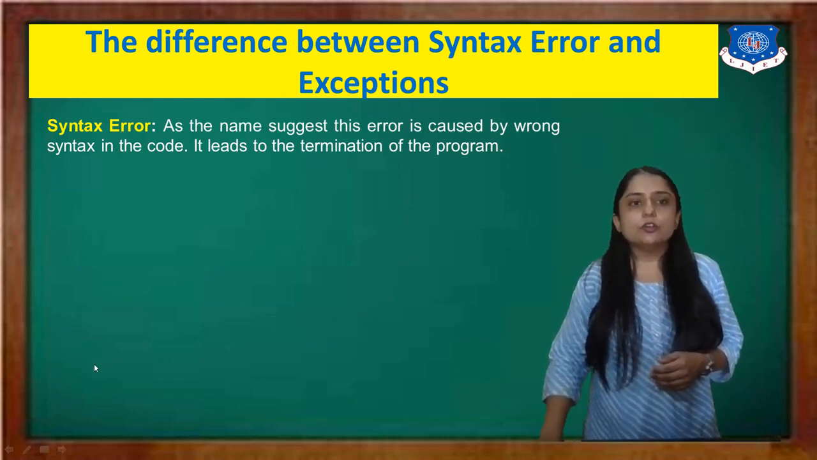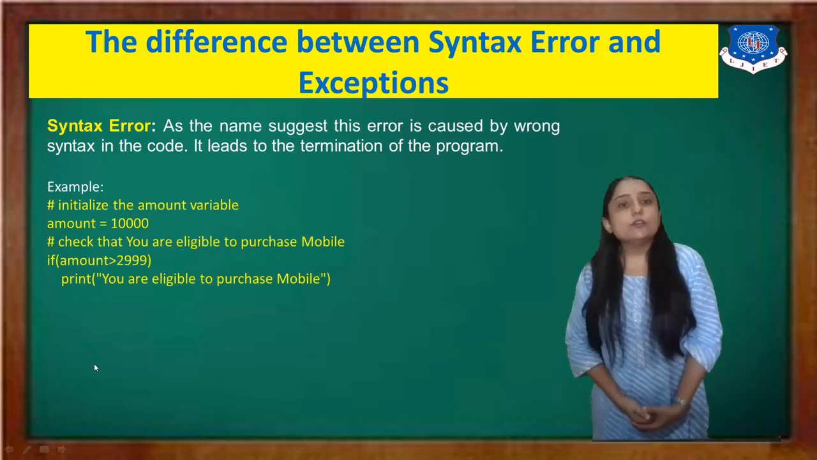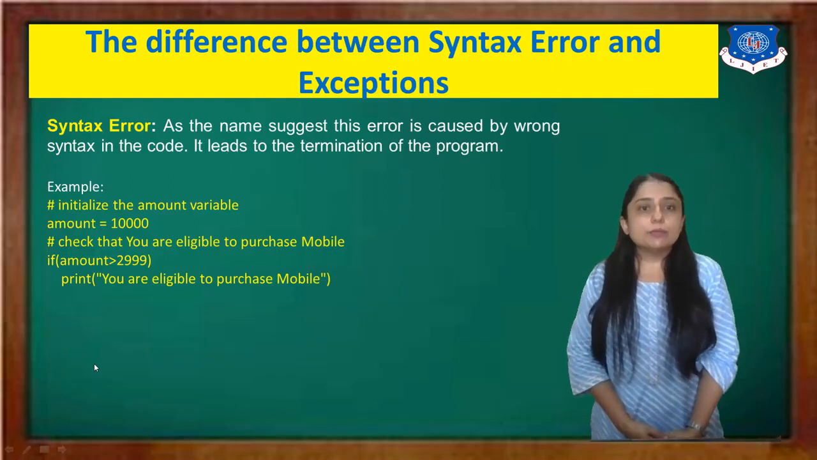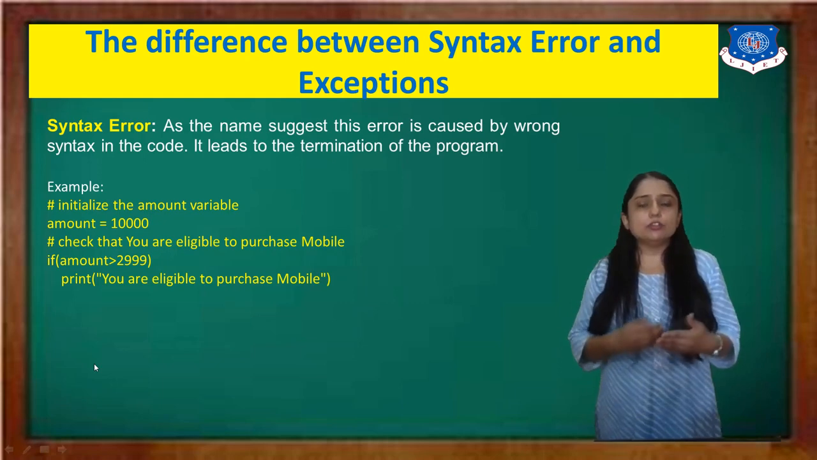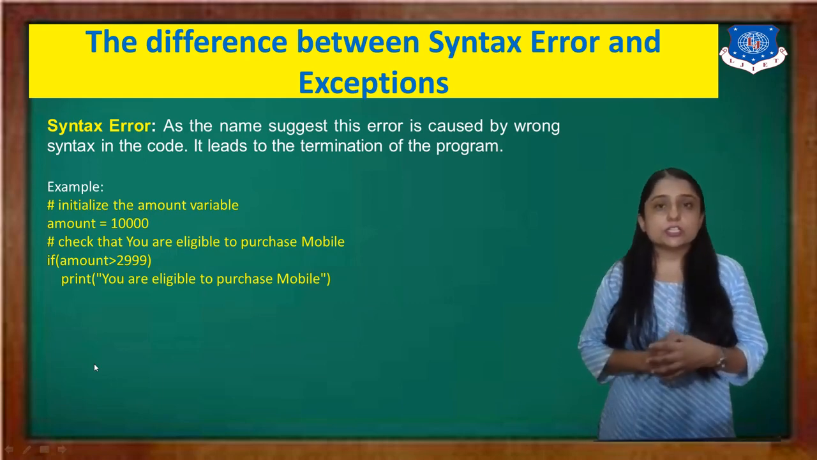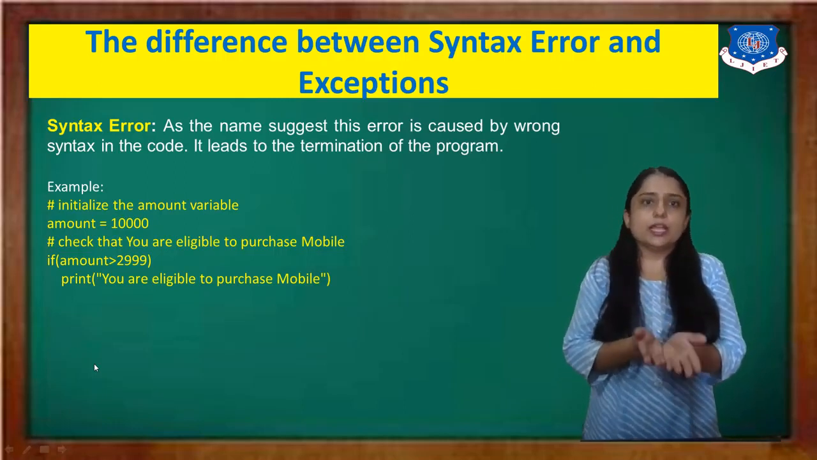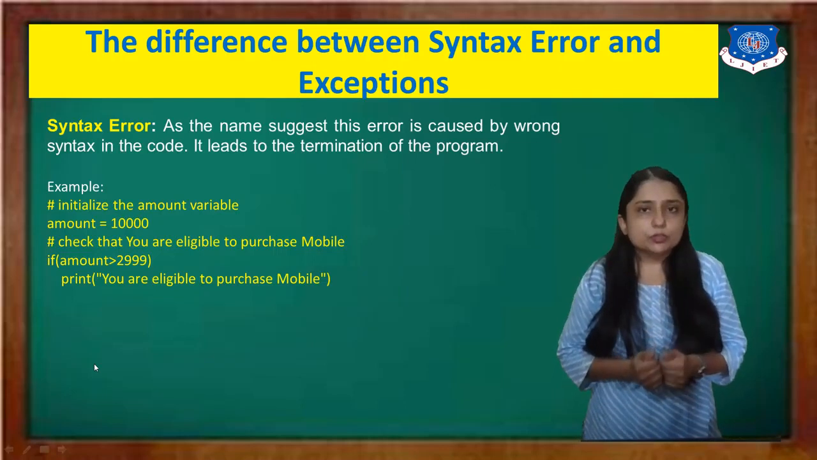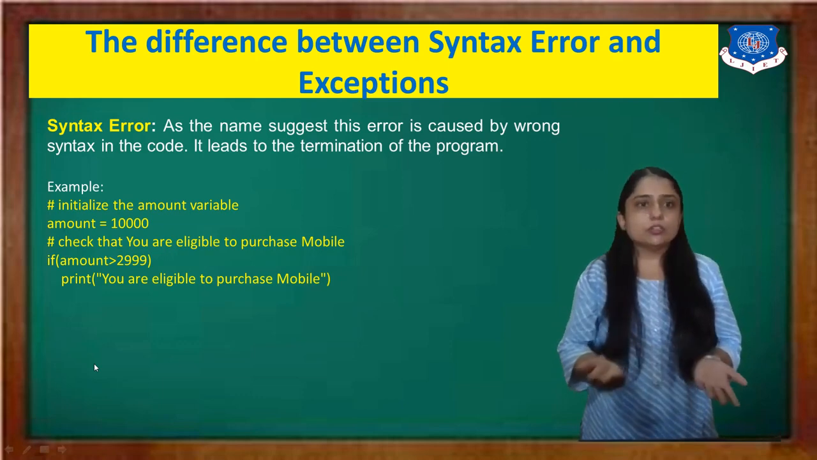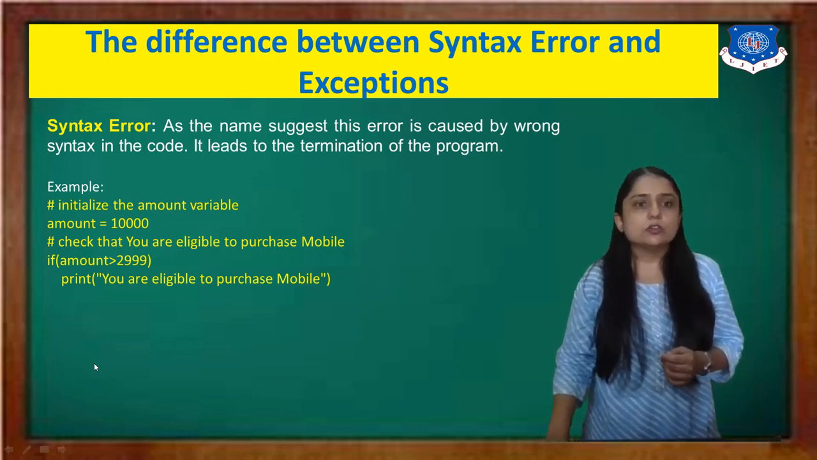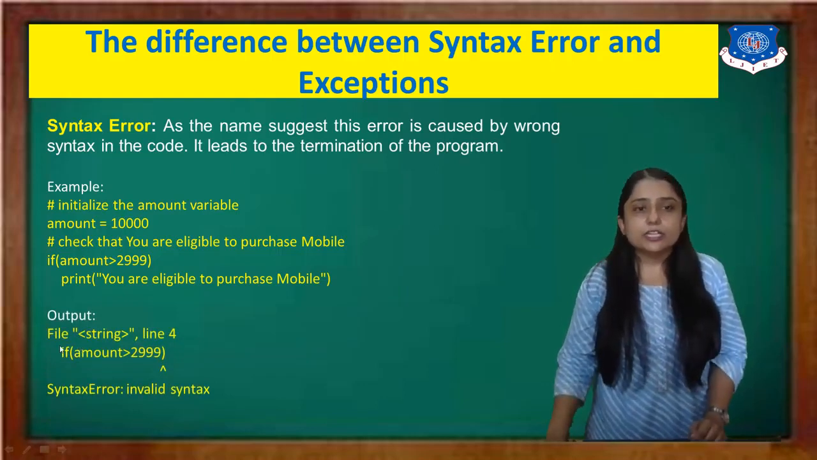If I want to give an example of this, just see one example. Here first of all we initialize the amount to some value. Then I want to check if you are eligible to purchase the mobile or not. So if my amount is greater than some value, then yes, you are eligible to purchase the mobile. Everything looks fine, great. But when I run this code, what will happen? It will generate an error in the syntax.